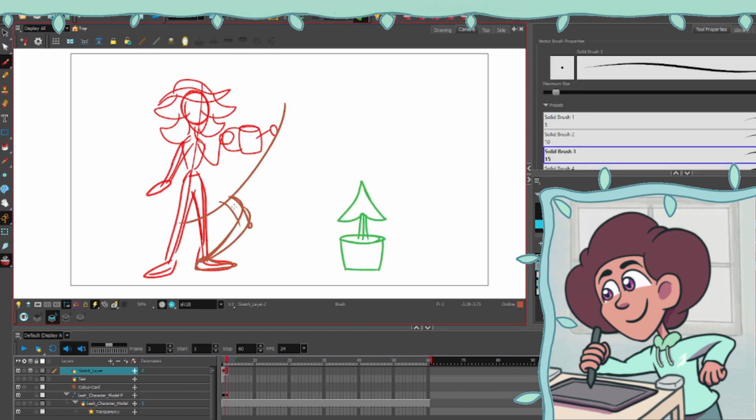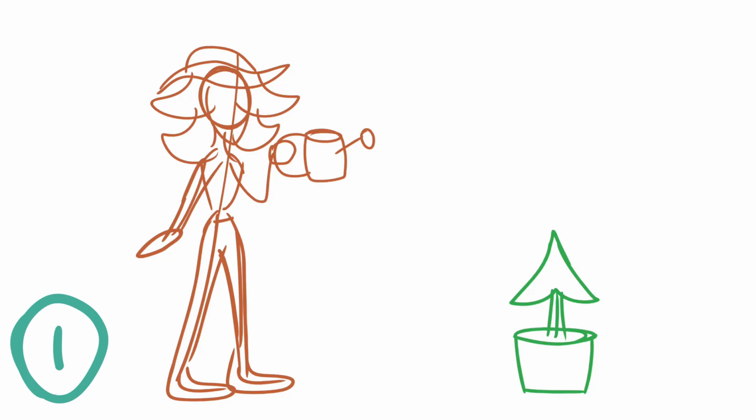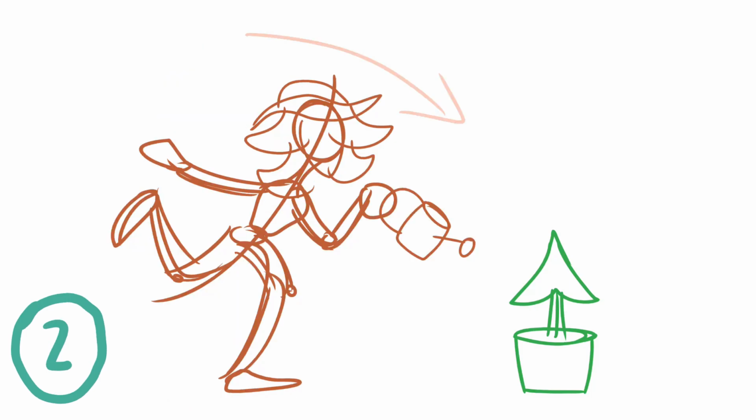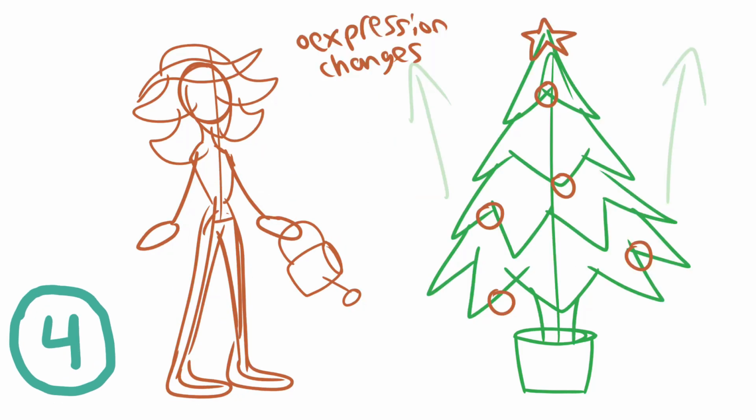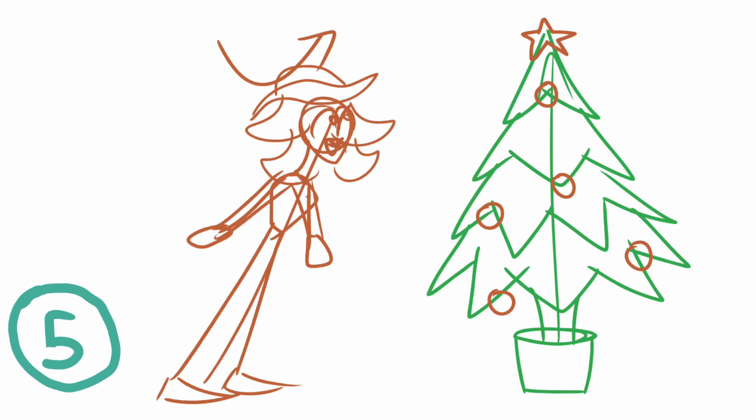Next, I added the 5 keyframes. The first one is Leah standing. The second keyframe I added was Leah leaning towards the plant to pour the water in. I also made her kick her leg up to show her silly personality. The third keyframe I had Leah go back, the fourth keyframe the tree becomes a Christmas tree, and the fifth keyframe Leah looks at it with excitement.